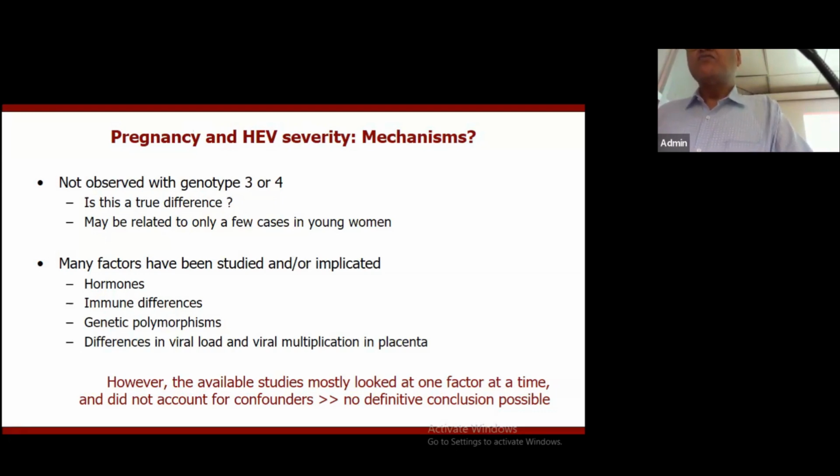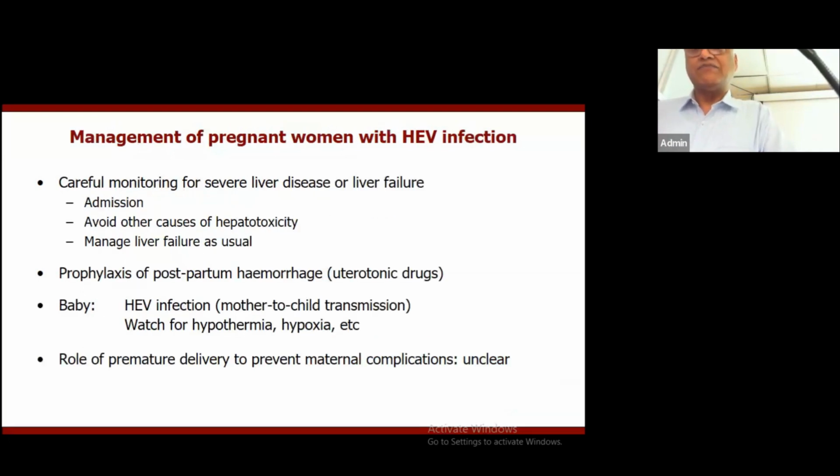Why this disease occurs more in pregnancy, or why it is more severe in pregnancy, we don't know. It could be because of differences in hormonal situation, in immune differences. Some people have talked about the virus multiplying in the placenta, but each of these remains unclear, and I would say we really do not know as of today why this happens.